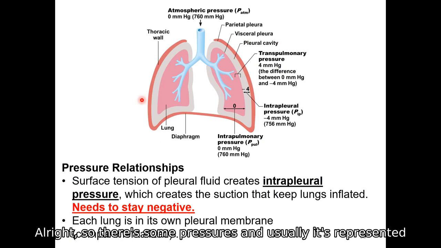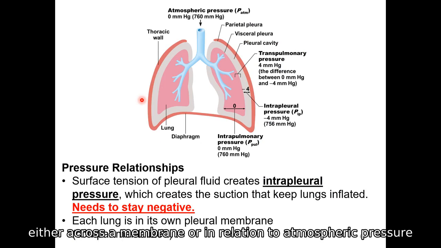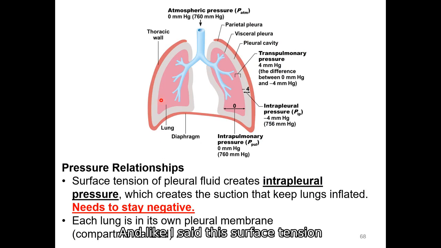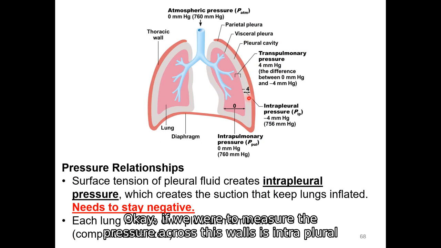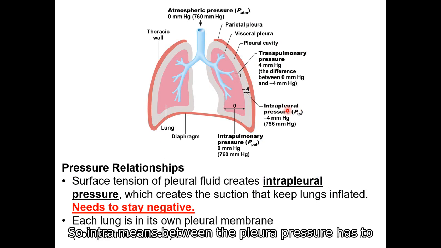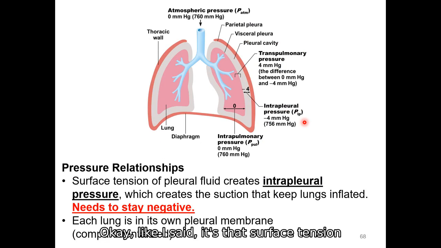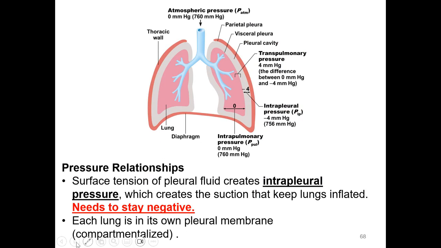All right, so there's some pressures, and usually it's represented either across a membrane or in relation to atmospheric pressure. And like I said, this surface tension. Okay, if we were to measure the pressure across this wall, is this intrapleural, so intra means between the pleura, pressure has to remain negative in order for our lungs to stay inflated. Okay, like I said, it's that surface tension that's keeping our lungs against the chest wall.